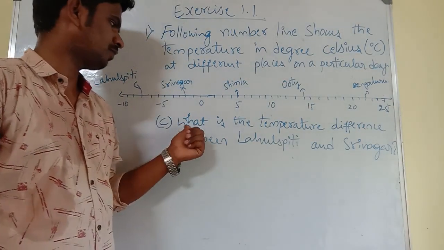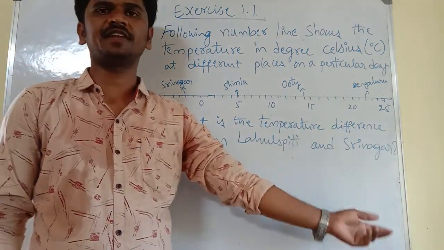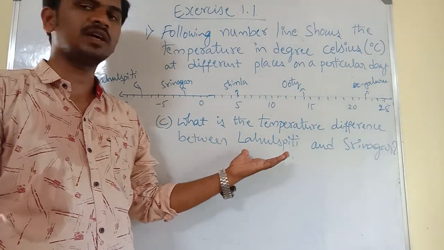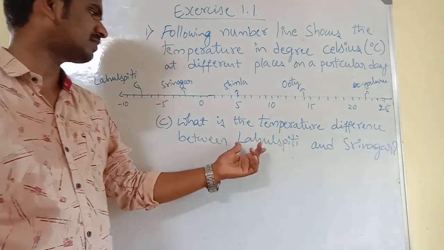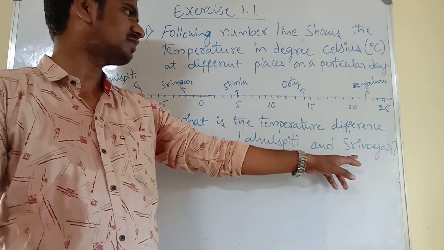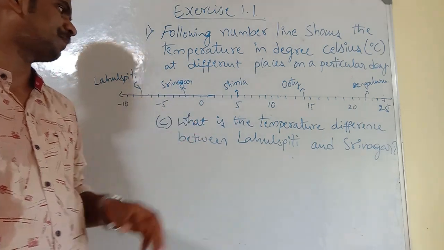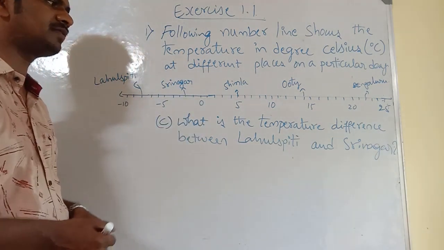Next, third one, what is the temperature difference between Lahul Spiti and Srinagar? This time they have given particular cities. Here, what is the temperature of Lahul Spiti? That is minus 8 degrees Celsius. And what is the temperature of Srinagar? Here minus 2 degrees Celsius. Then they are asking for the temperature difference.